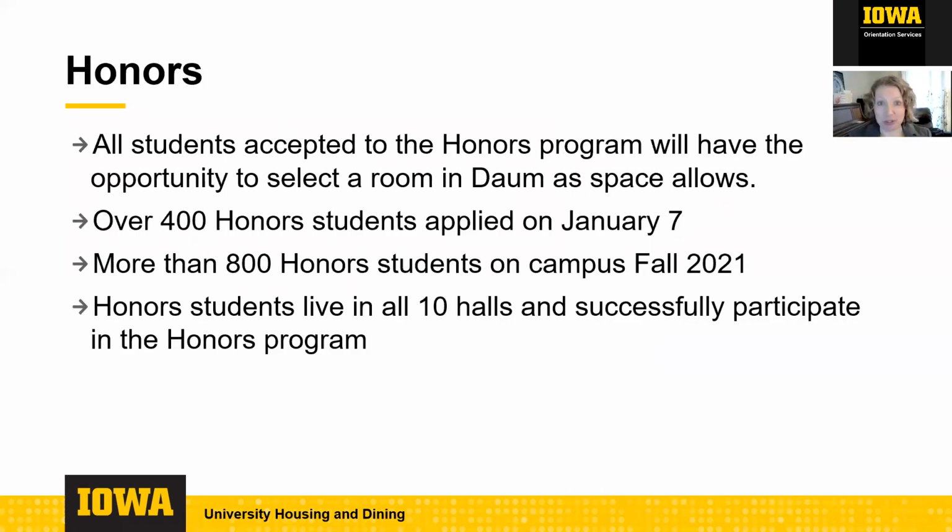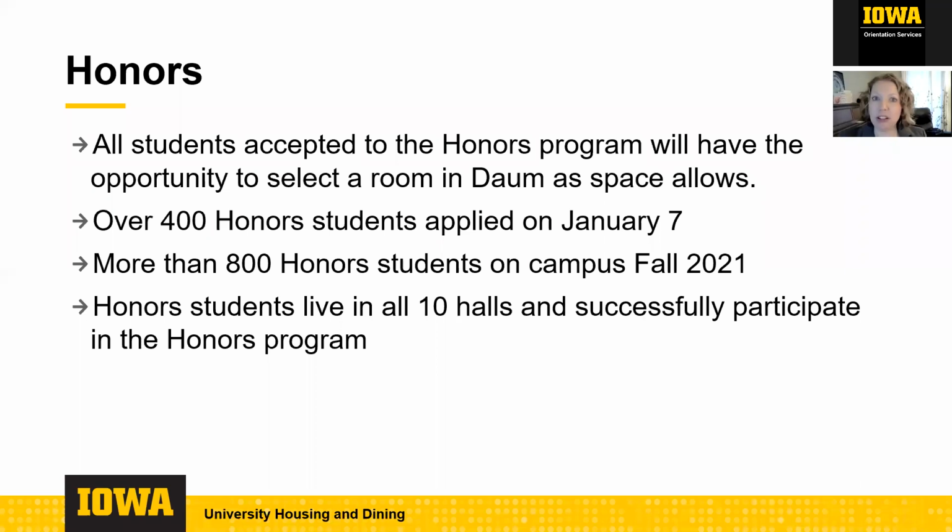Now, for our honors students, we have heard from a good number of you asking, how can I live in Dom Hall? Or inquiring, am I guaranteed a space in Dom Hall? You are not guaranteed a space in Dom Hall, and that is because Dom can house just around 300 students, and we know that we will have more than 800 honors participants living on campus with us this year. However, all students who are selected into the honors program will have the opportunity to try to pick a room in Dom. If there is space available during your room selection period, then you could certainly log in and try to pick a room at that time in Dom.